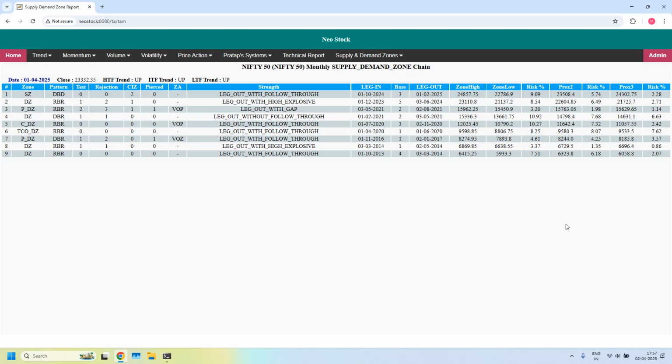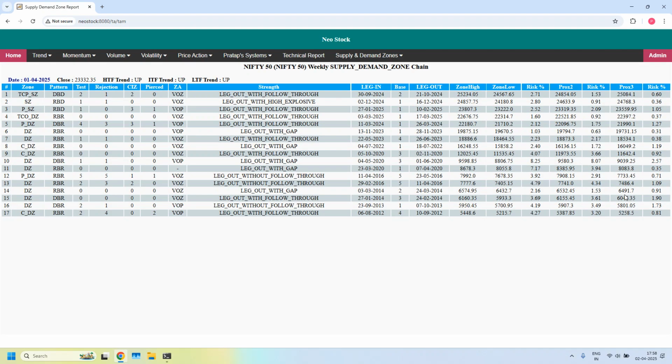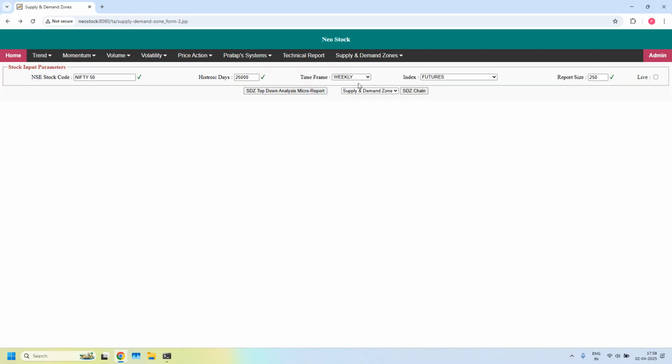Okay, now next report. Generating a weekly supply demand zone chain for NIFTY. Okay, next, daily supply demand zone chain for NIFTY.